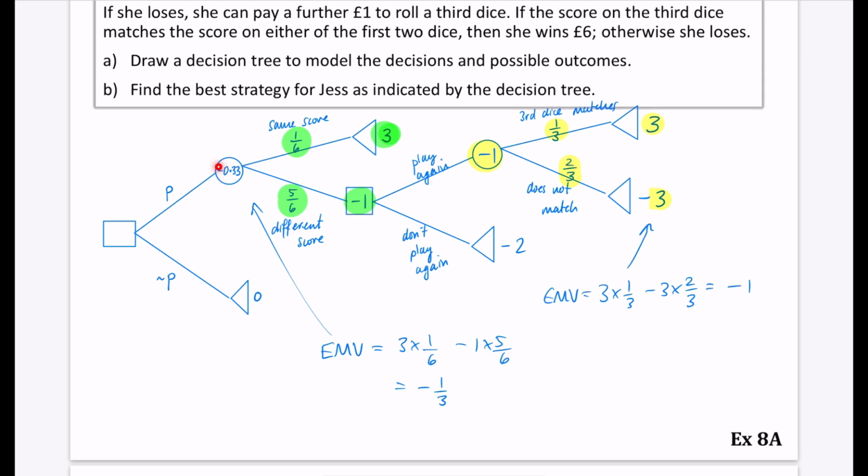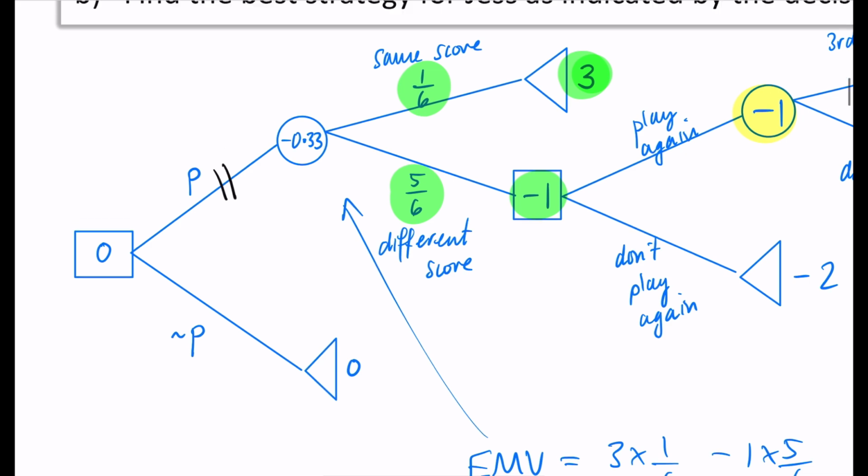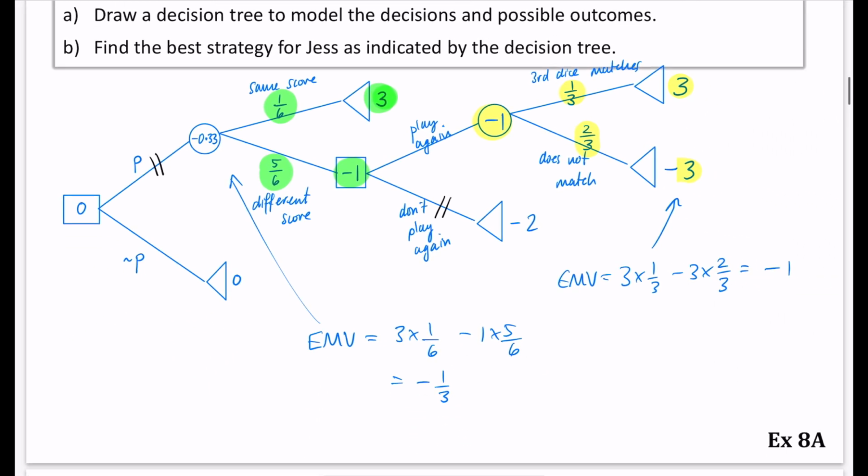So it looks like the choices are between the -0.33 or the 0. So I think the best outcome in this case is unfortunately just don't play the game at all. So I'm going to advise that on the diagram. I'm going to say don't play the game. However, if she did choose to play the game, when we get to the next decision, then she should actually choose to play again. She should not just give up at that point because there is a better chance of winning something. So I can indicate that on the diagram.